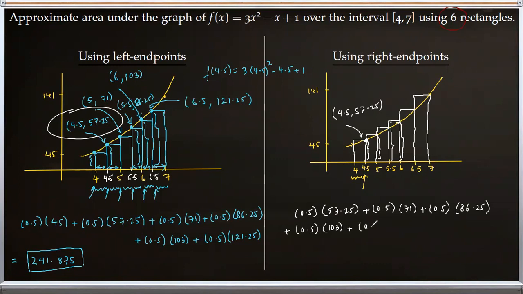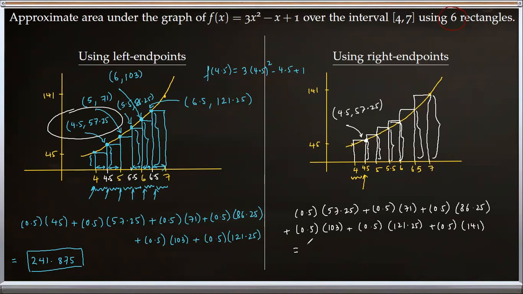For the fifth one, width is still 0.5, and for the height we are looking at the y value at 6.5, which we know is 121.25, plus the last rectangle, 0.5 times this height, which is the y value at 7, which is 141. So now we just need to add these and we'll multiply 0.5 with each of these and then add them up.